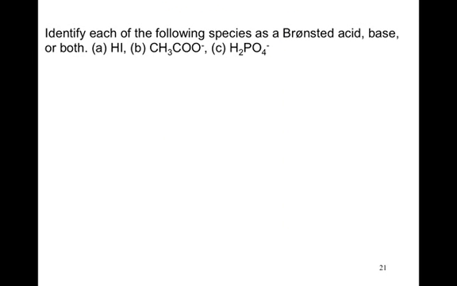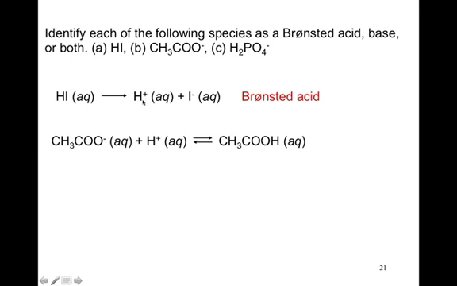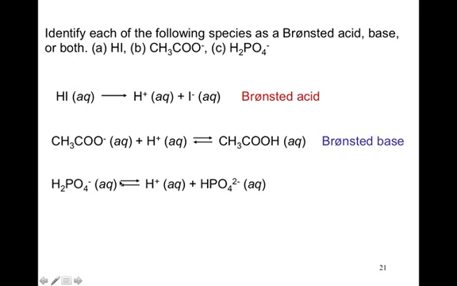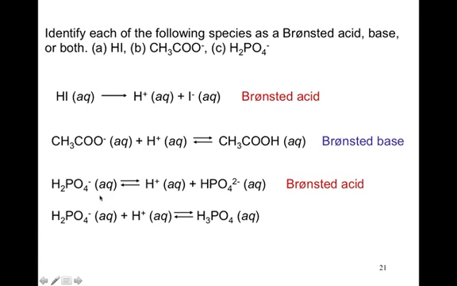So identify the following species as Bronsted acid, base, or both. You have to look back to figure out what your definition would be for Bronsted. And you'll see here, this is going to work as a Bronsted acid. It's giving up that hydrogen. Here we've got something accepting a proton, so that would be a Bronsted base. It's accepted that hydrogen. Here we've got one giving up a hydrogen, and if it's giving up a hydrogen, pretty safe to guess acid. And then here we've got one accepting a hydrogen, so probably going to be a base.